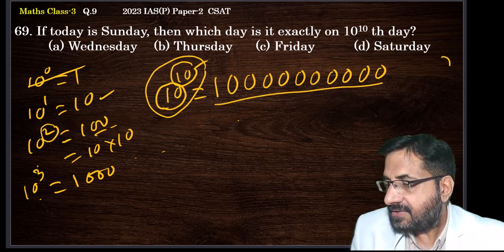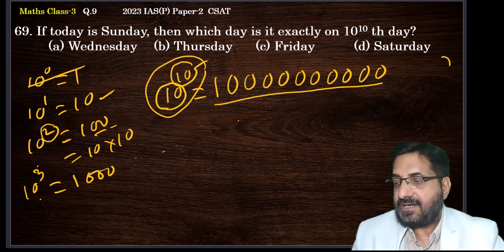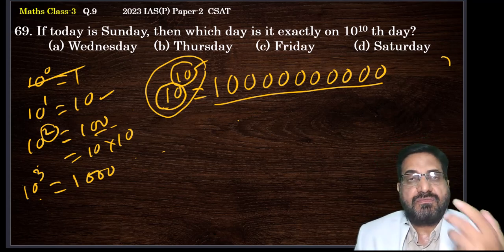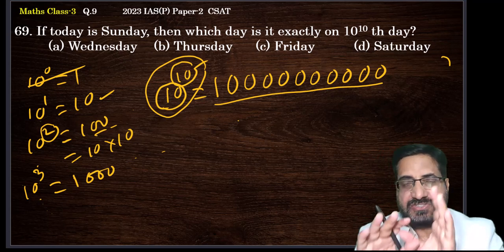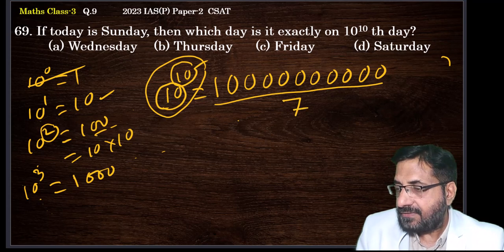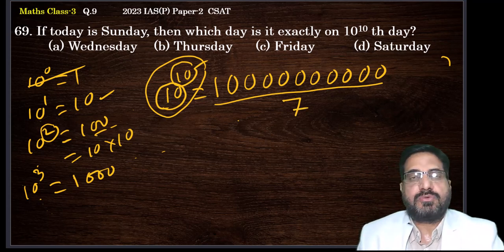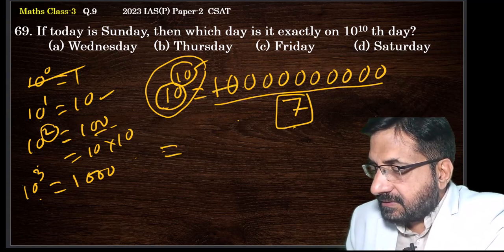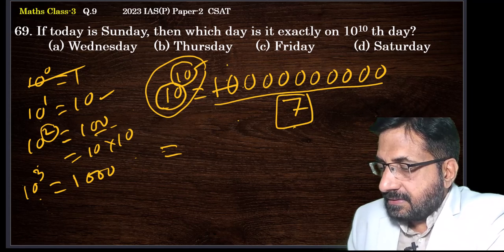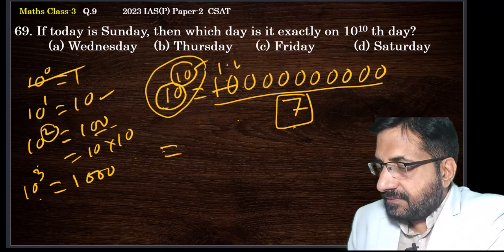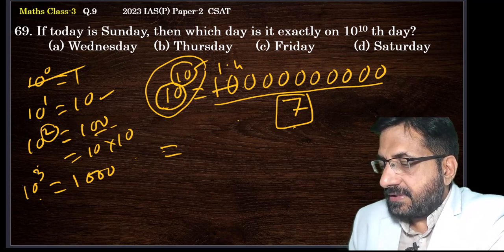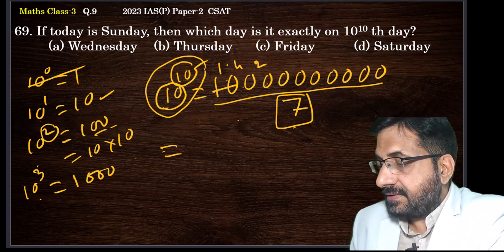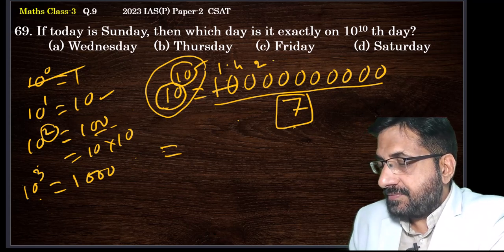Now you have to divide it. So many days are there. After so many days, what will the day be if today is Sunday? That is the question. So you have to divide this, 1 followed by 10 zeros, by 7. Simple division: 7 1 is 7, 3 is the remainder. 7 4s are 28, 2 is the remainder, it becomes 20. 7 2s are 14, 6 is the remainder, it becomes 60, 7 8s are 56.